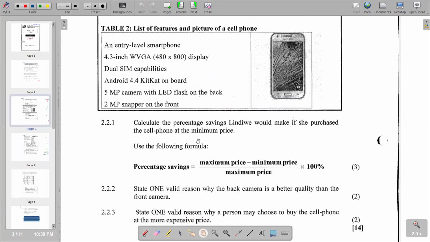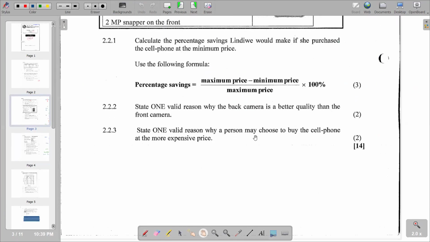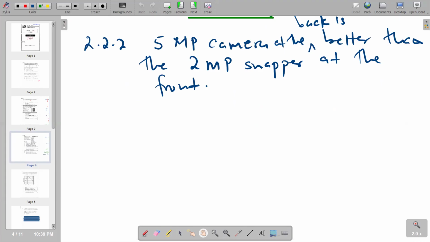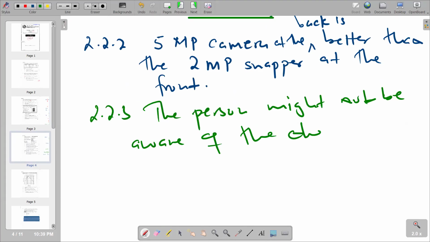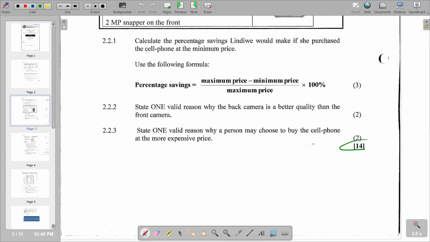Then obviously we move on to the last part, which says give one valid reason why a person may choose to buy the cell phone at the more expensive price. So why can we have a scenario whereby a person can choose to buy the cell phone at the more expensive price? It might be because the person is not aware of the cheaper phone. So that's a basic reason that we can give. We are saying 2.2.3, the person might not be aware that there is something that is cheaper. So basically, that's what we have on 2.2.3. And this becomes the last part that we have, 14 marks.